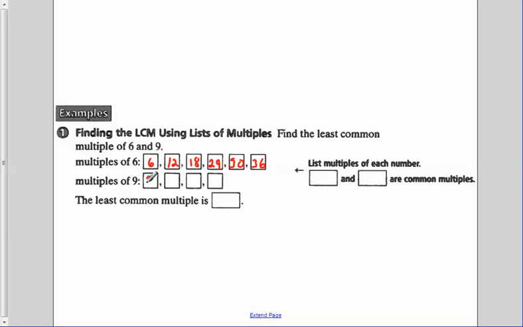Multiples of 9. 9 times 1, 9. 9 times 2 is 18. 9 times 3 is 27. And 9 times 4 is 36. So our common multiples between the two, well, I see 18 and I see 36. So the multiples that each share are 18 and 36, but the least would be 18 because 18 is less than 36.